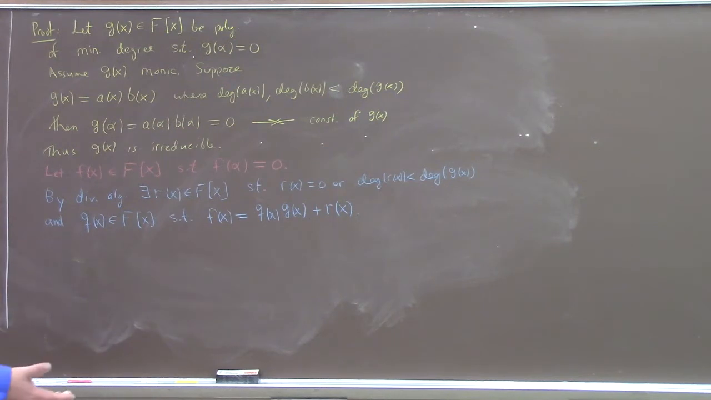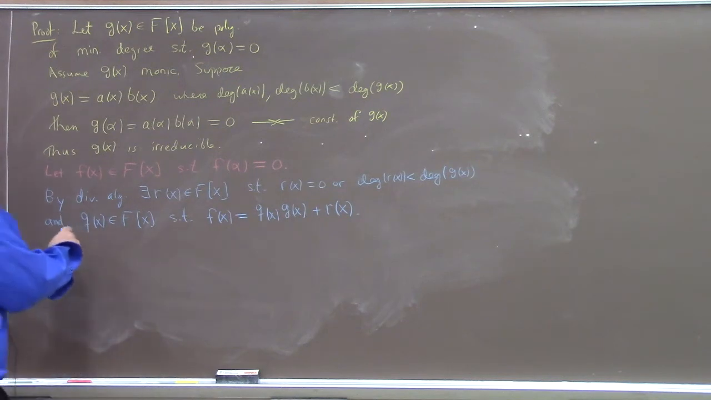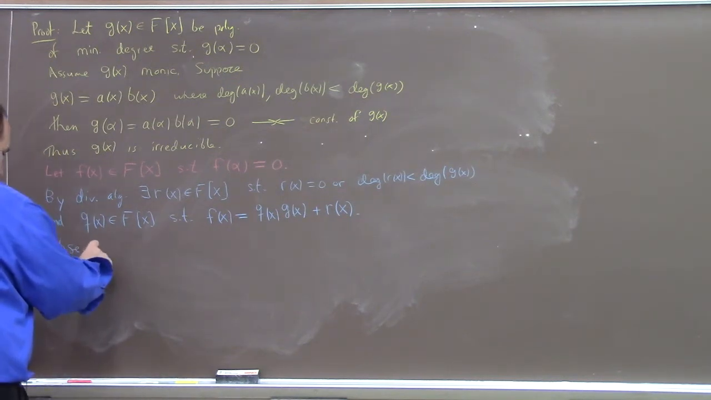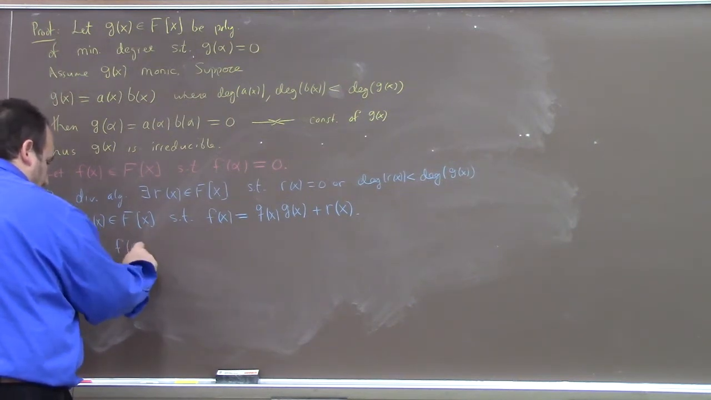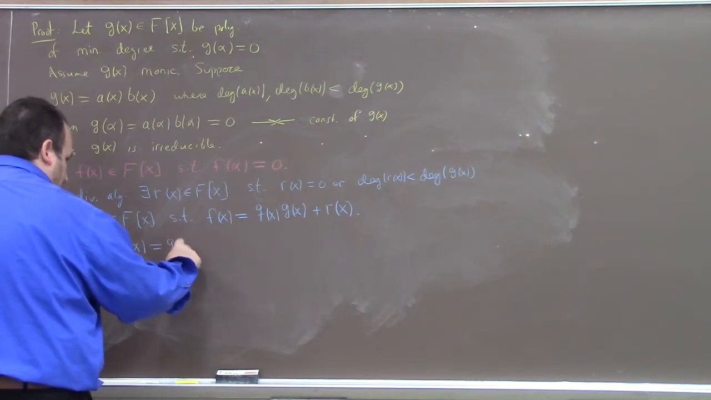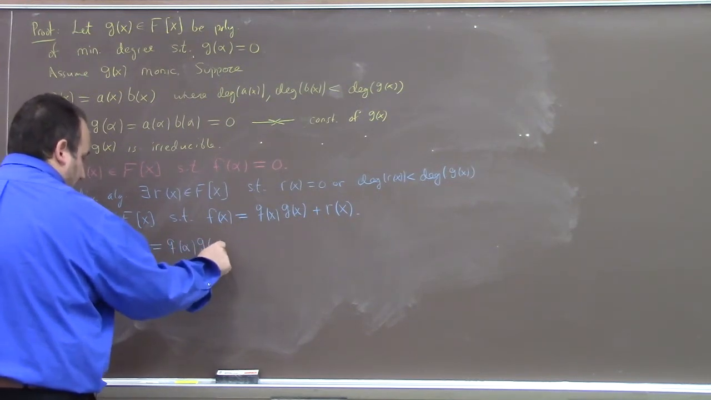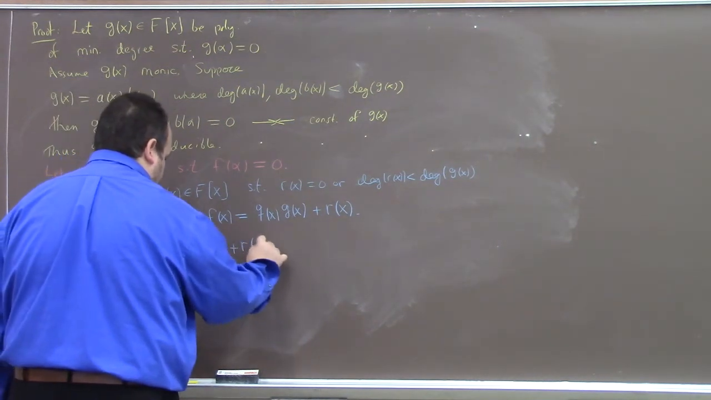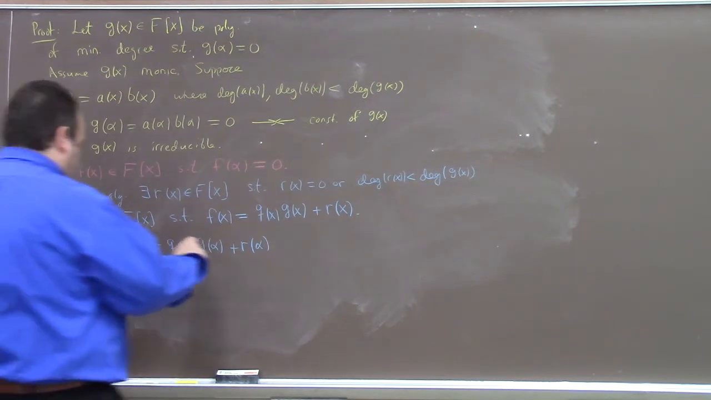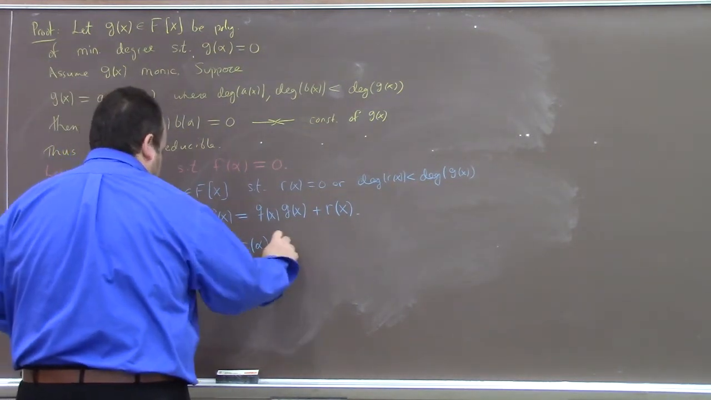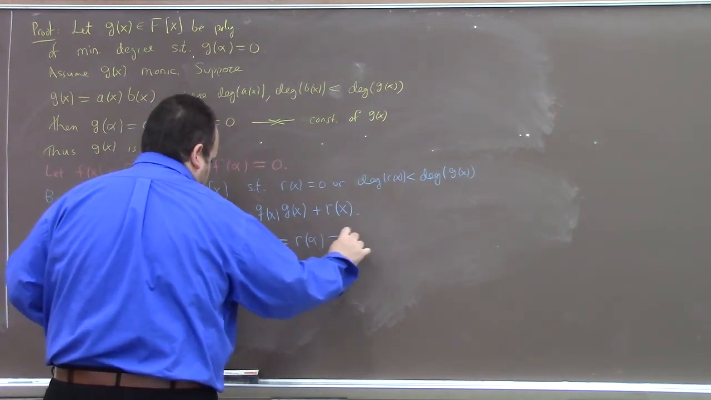So then what? Observe that f of alpha is q of alpha times g of alpha plus r of alpha, by the usual rules of the evaluation map. But we know g of alpha is 0 by assumption. So this is just equal to r of alpha, which is equal to 0.